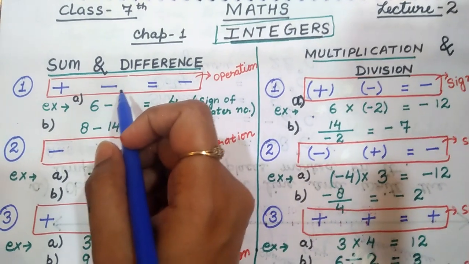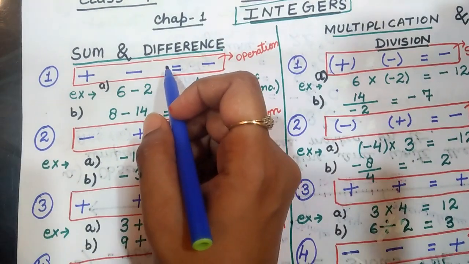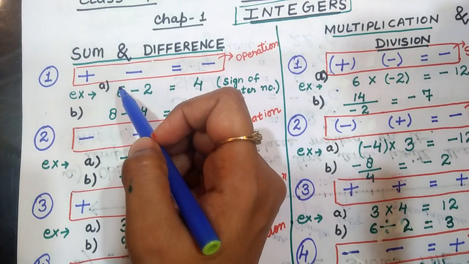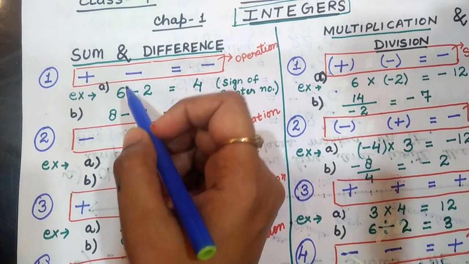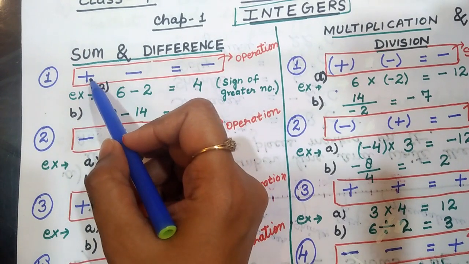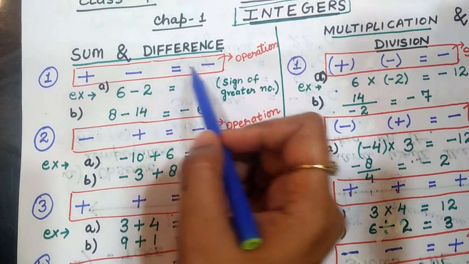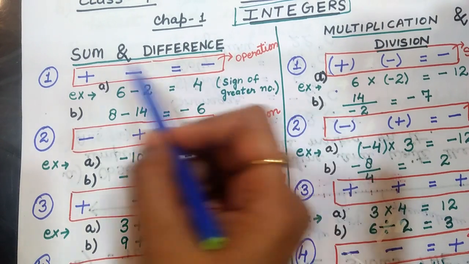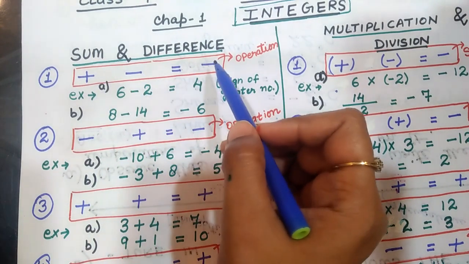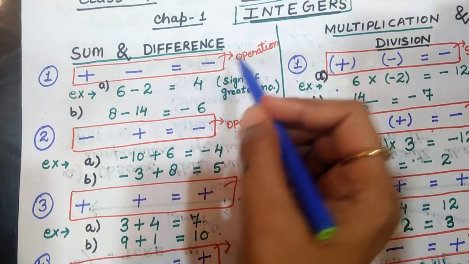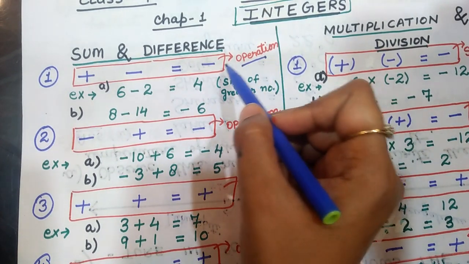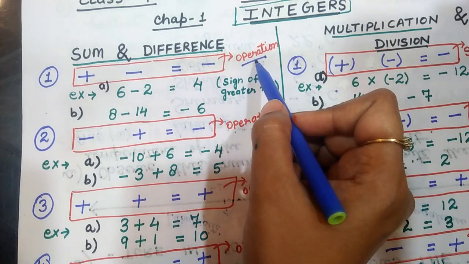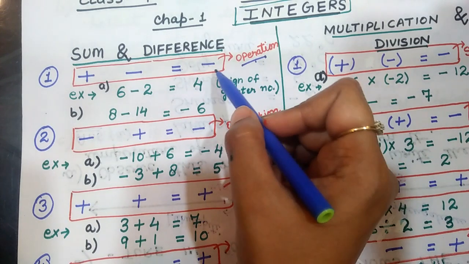I have told you some rules. There are 4 rules of adding and subtracting integers. First is plus minus is minus. Plus minus is minus. I have written "operation" over there. It means this minus means what operation you will do?